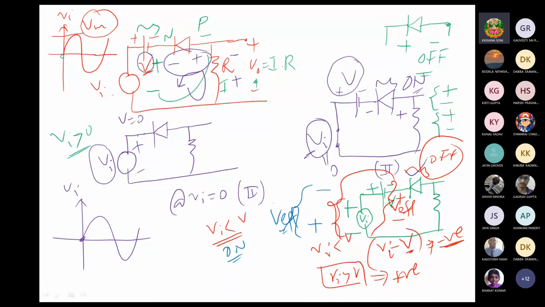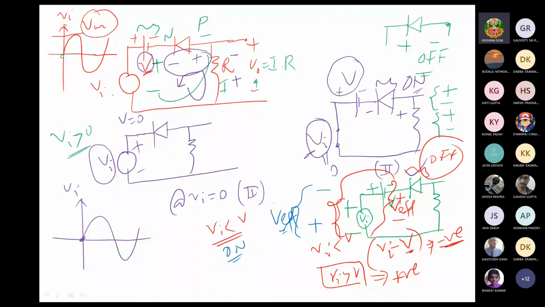So it is not the absolute value of the input voltage, or the absolute value of the DC voltage source applied in series with the diode, which decides whether the diode is on or off. It is the effective value which decides. So we have to be very careful in writing the polarity of the voltages here.